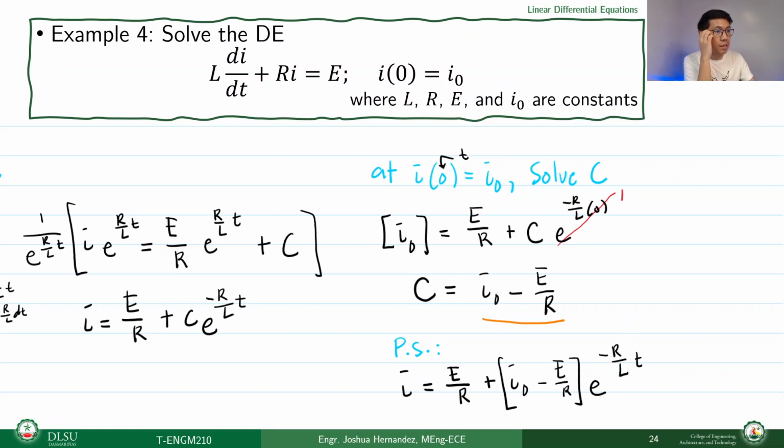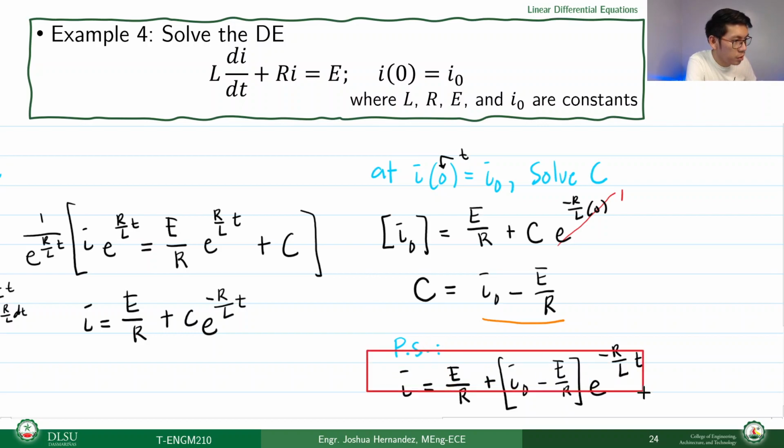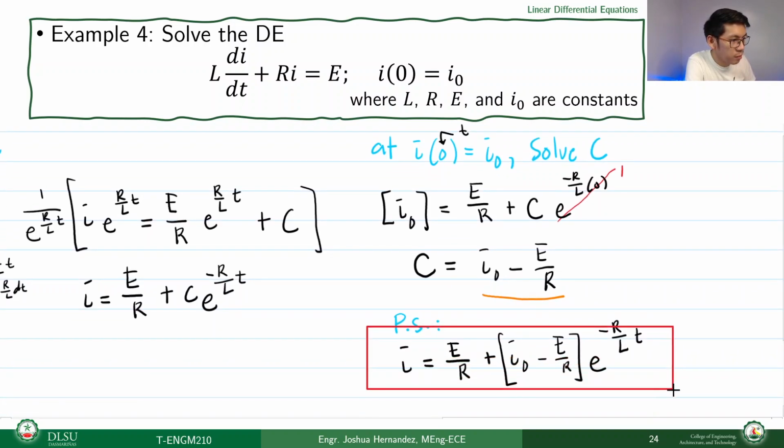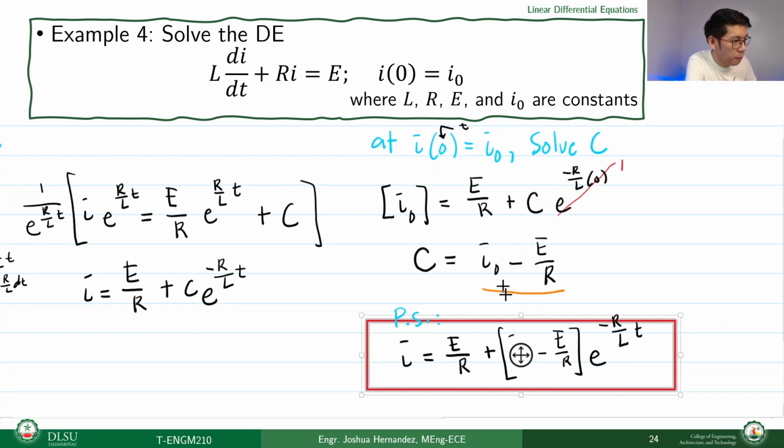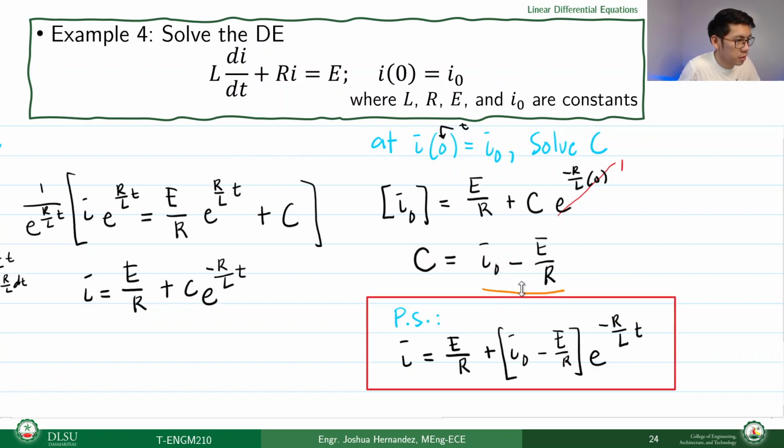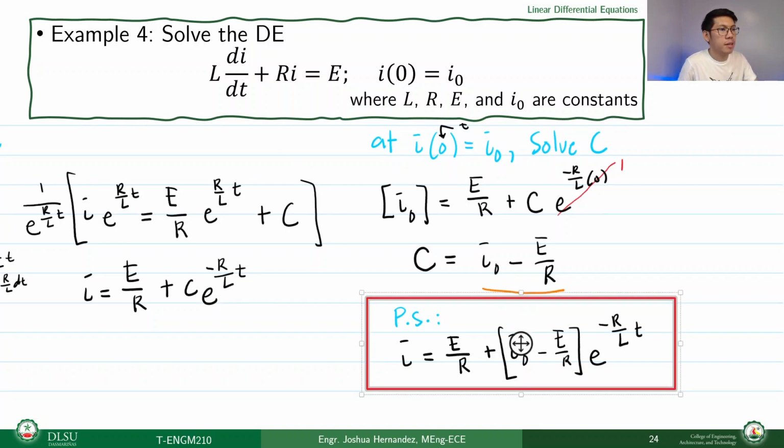And yes, there you have it, ladies and gentlemen, our solution. Particular solution, that is for our differential equation. I equals E over R plus I naught minus E over R multiplied by E raised to negative R over L times T. Okay.